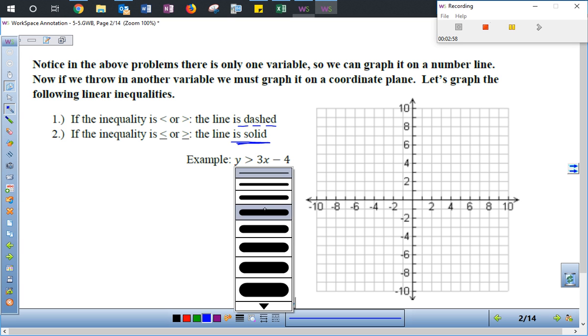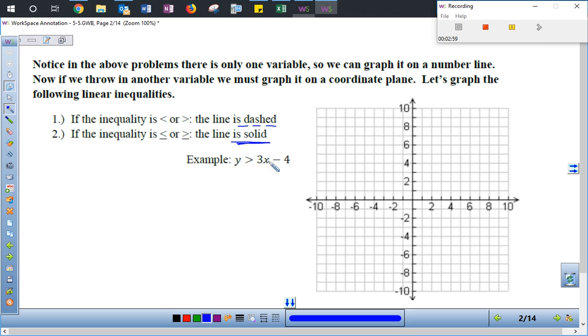Now, when it comes to actually graphing the inequalities, it's a lot like graphing regular equations. So we have y is greater than 3x minus 4. So I want to start at the y-intercept of negative 4. So here's my pin on the origin. To find the y-intercept, I go down 4 and put a point. And then I have a slope of 3. Now remember, that was 3 over 1 and rise over run, so I can go up 3 to the right 1, up 3 to the right 1, and up 3 to the right 1.